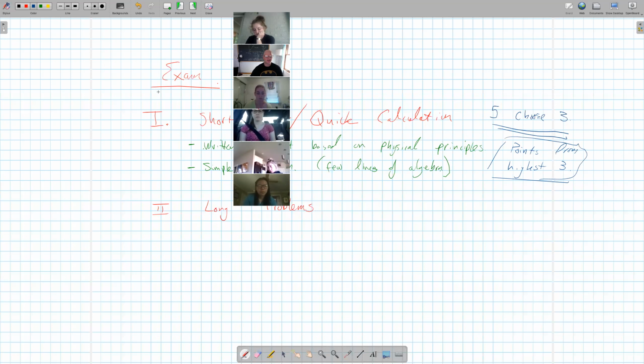The second section then is long problems. These are going to be multiple part problems. These will be questions going from like A to D or something like that. Usually about 3, maybe 4 parts.